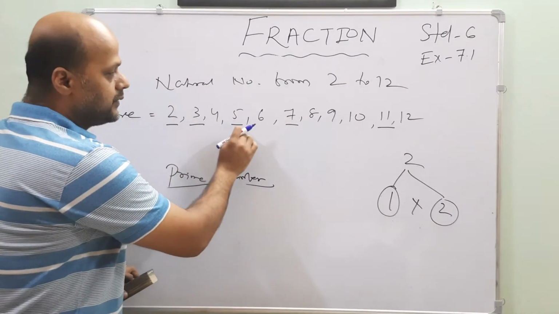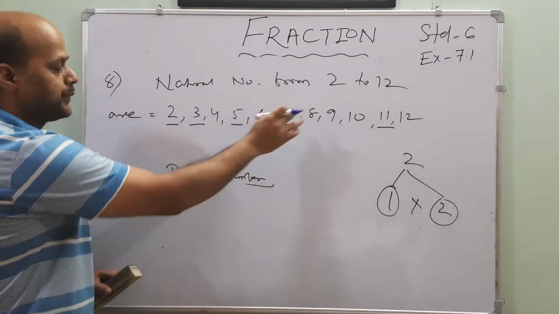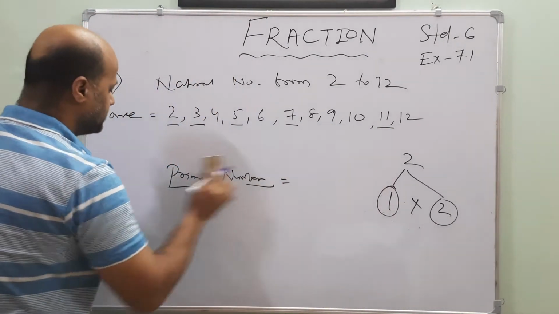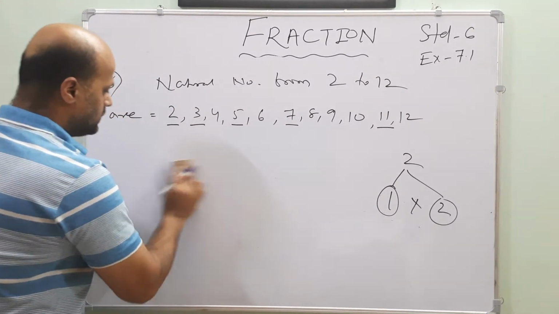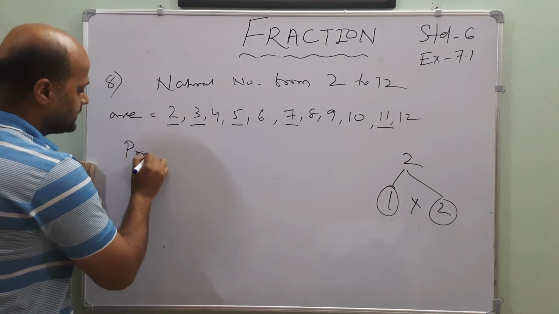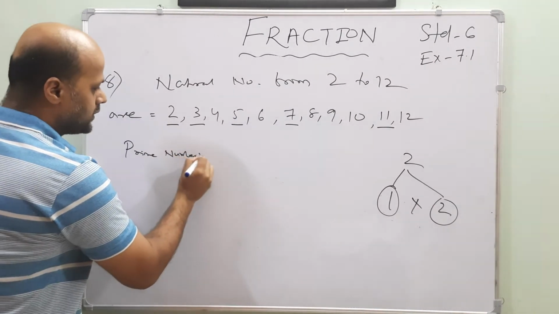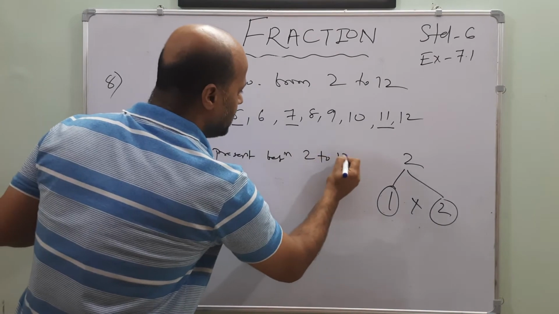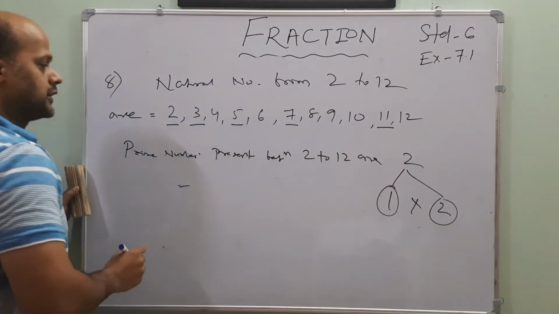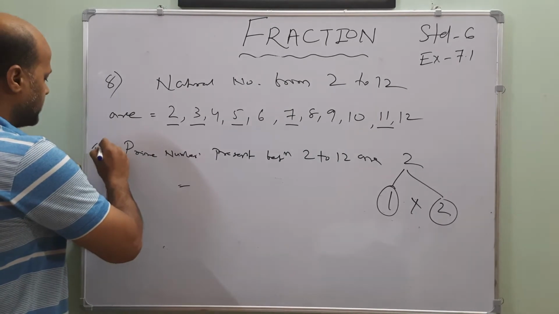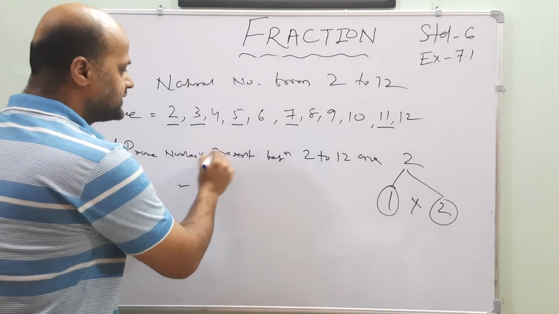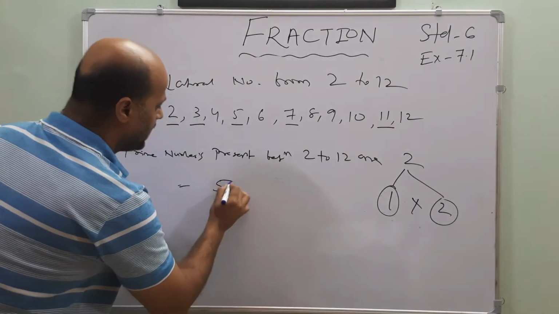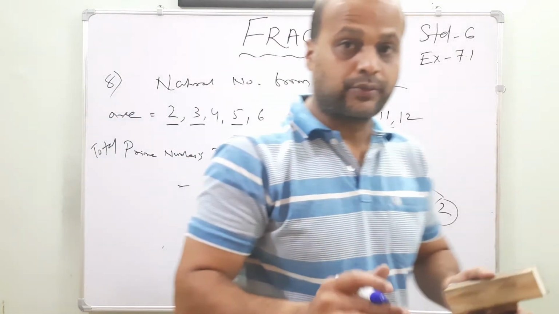2, 3, 5, 7 and 11. So how many prime numbers are there? 1, 2, 3, 4, 5. Right here, total prime numbers present between 2 to 12 are 1, 2, 3, 4, 5. Right here 5. Okay. So it's saying that first you have to write these two.